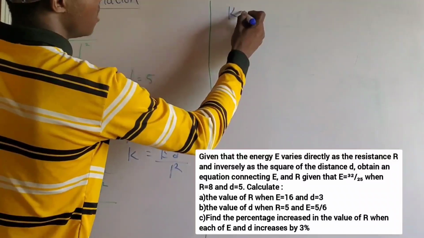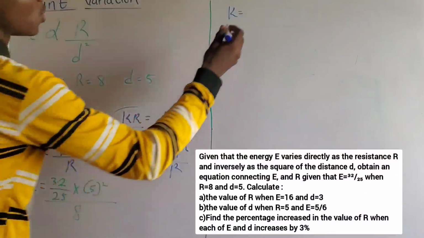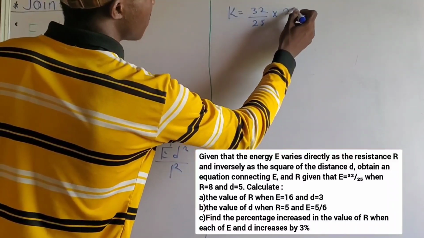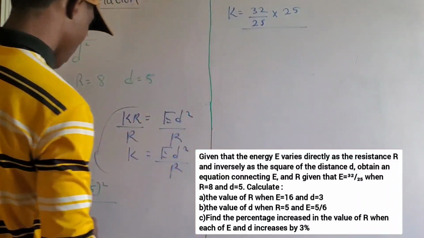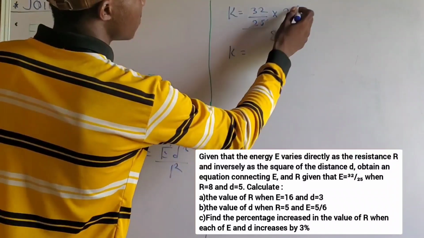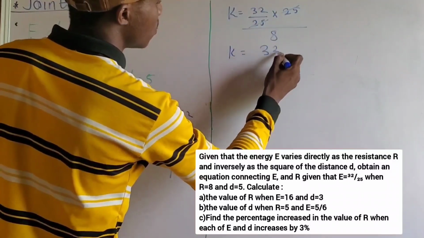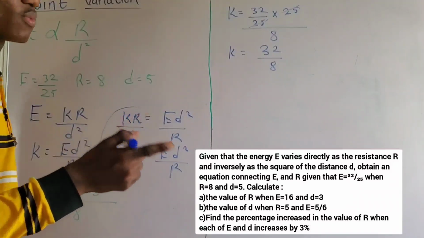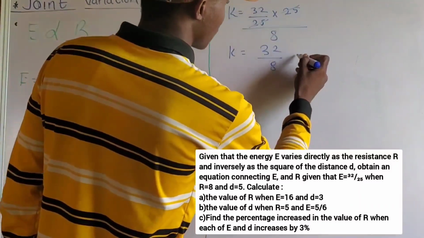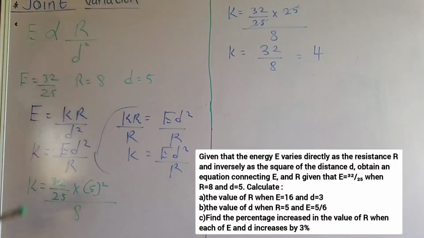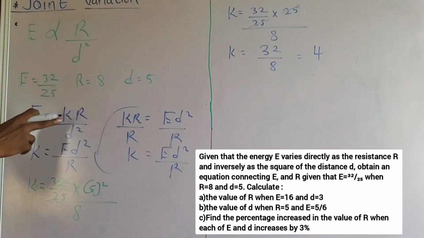K is equal to 32/25 multiplied by 25 all over 8. We cancel this 25. I'm going to have 32 all over 8. 32 divided by 8 is what? Is 4. So I'm going to have K equals 4. Are you getting it? Now, having gotten the value of K as 4, we can now write out the relationship that exists between E, R, and D.